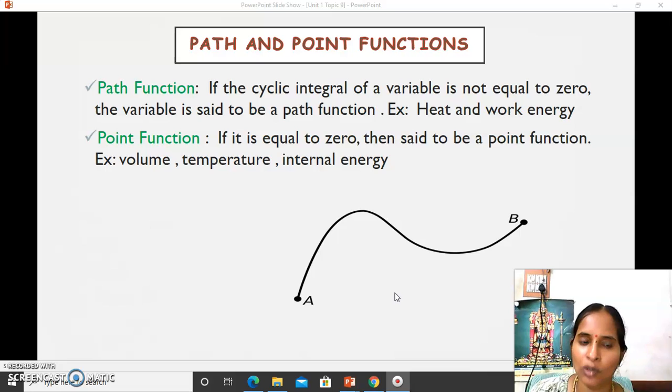Okay, point function means all the properties of the system are considered point functions. Exact differential means dv, you can write v2 minus v1, p2 minus p1, the value of that property at a particular state. Like w1 or h1 cannot be written, instead h1 to 2, w1 to 2. Heat and work are path functions, and other properties are point functions. From this it is very clear that both heat and work are not properties of the system. Instead, all other physical variables are properties of the system.